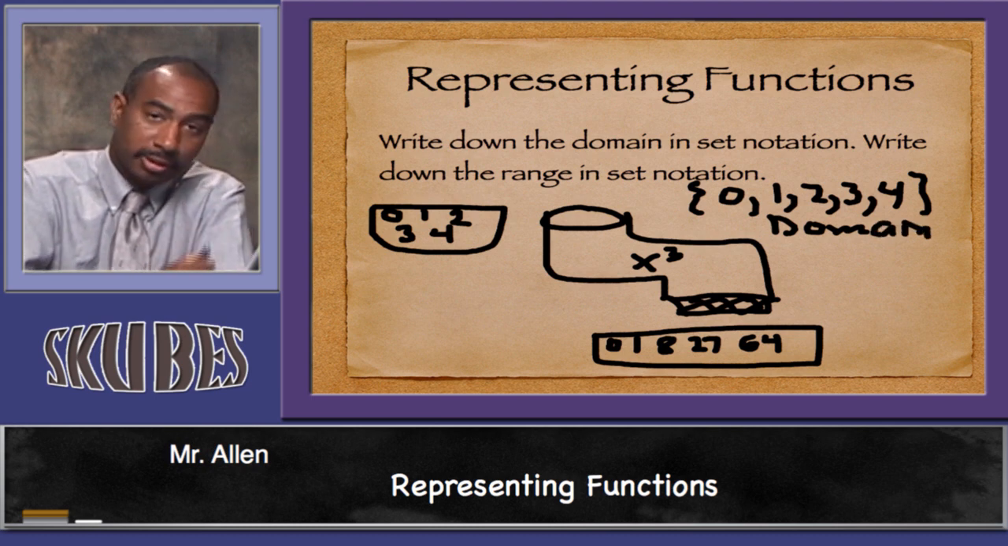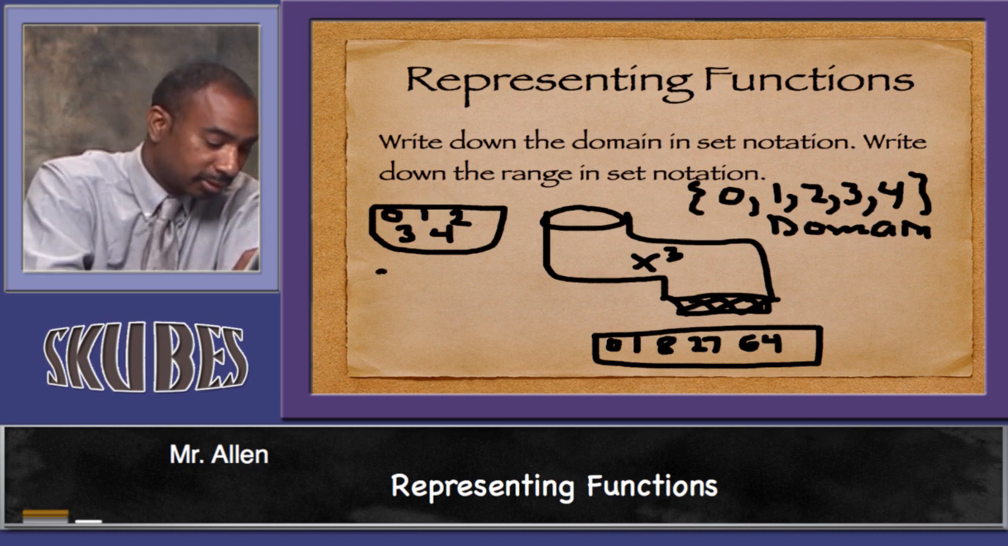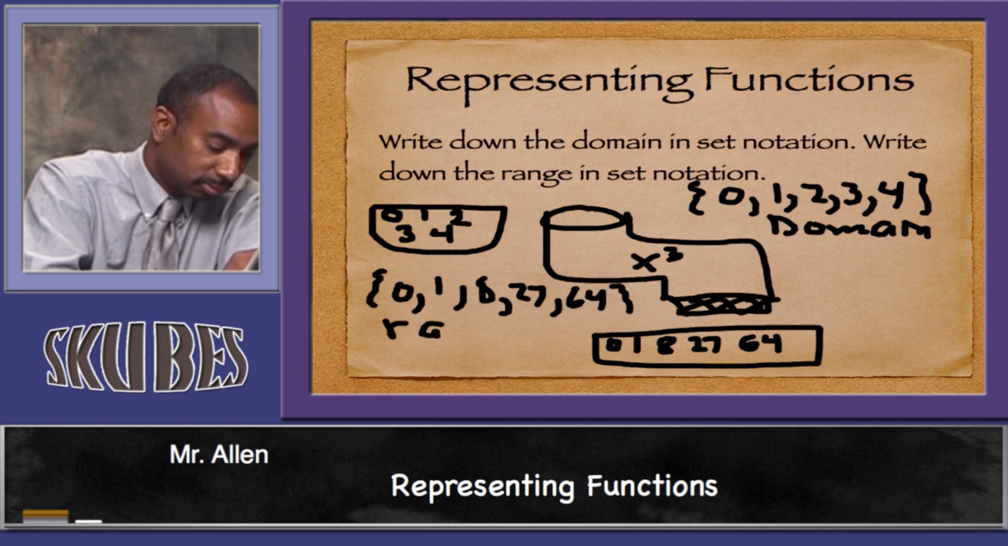And what comes out of the machine is called the output values, or we call that the range. So you're going to write that in set notation. You put 0, 1, 8, 27, 64. And that's my range.